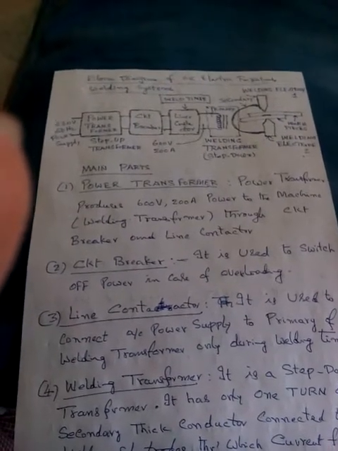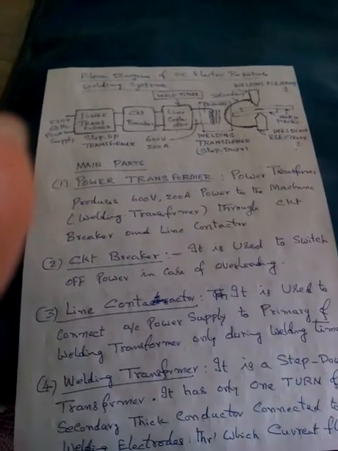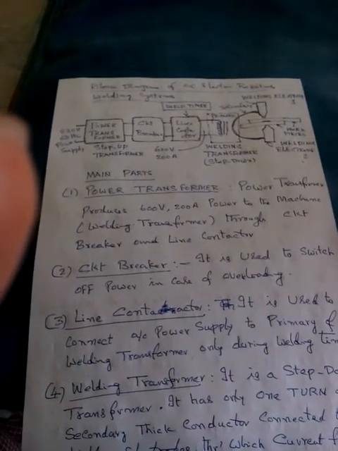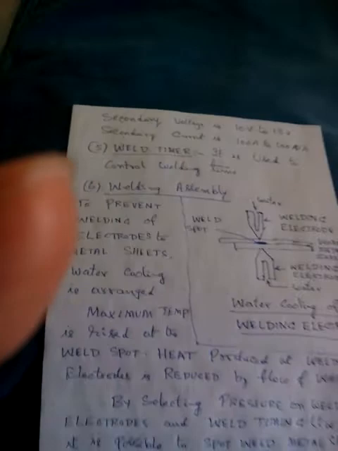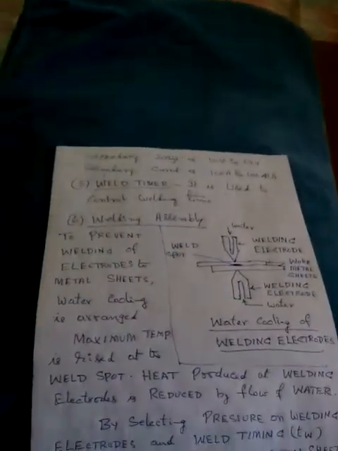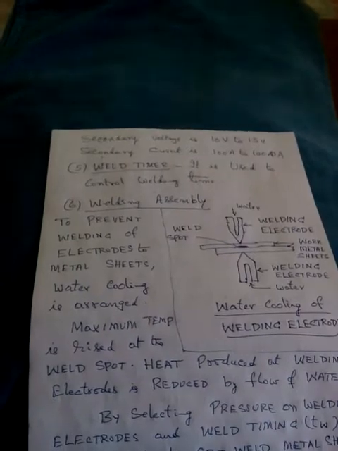So you can explain the main parts. Okay, a power transformer, circuit breaker, line contactor, welding transformer. Then we have weld timer and welding assembly. That is how this block diagram consists of.